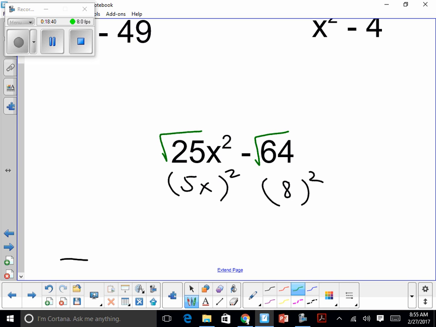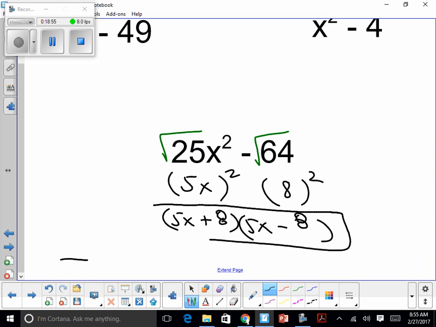AA, 5x. 5x, BB, 8, 8, plus, minus. Take a look at it, write it down. It's free. I put it on the board. Study it, listen to the video. And that's kind of a cool thing too. I know students don't do it.